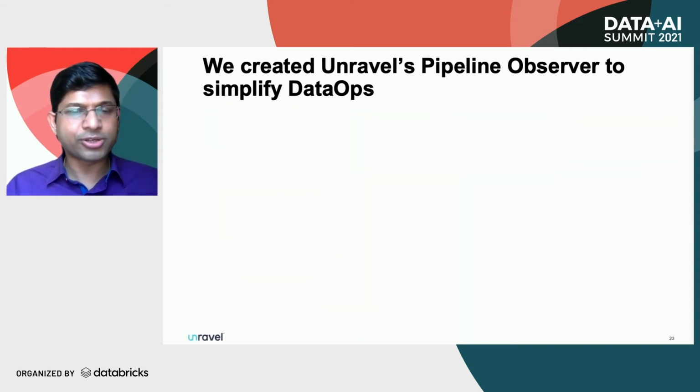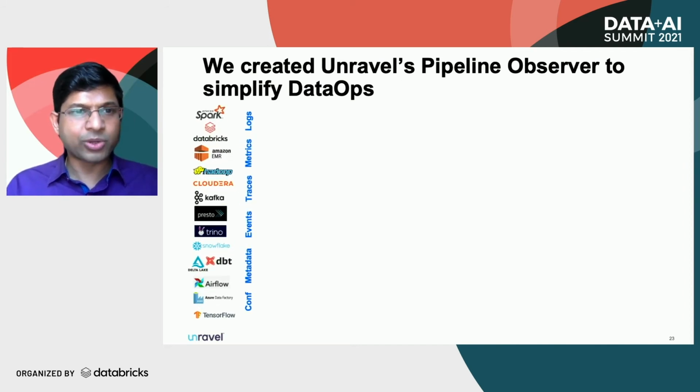And what I'd like to show you in the rest of the talk is how we have created Unravel's pipeline observer to simplify this entire data ops practice for data pipelines running on the modern data stack. So from a 30,000-foot level, the pipeline observer works as follows. It collects all different kinds of telemetry data from all the different kinds of systems that comprise the modern data stack and power pipelines. Right? And the telemetry information might be in the form of logs or metrics or traces, right? Or they might be in the form of more structured events or in the form of configuration and metadata.